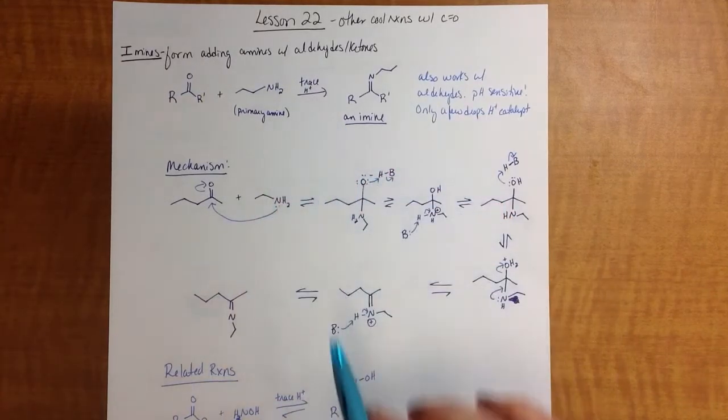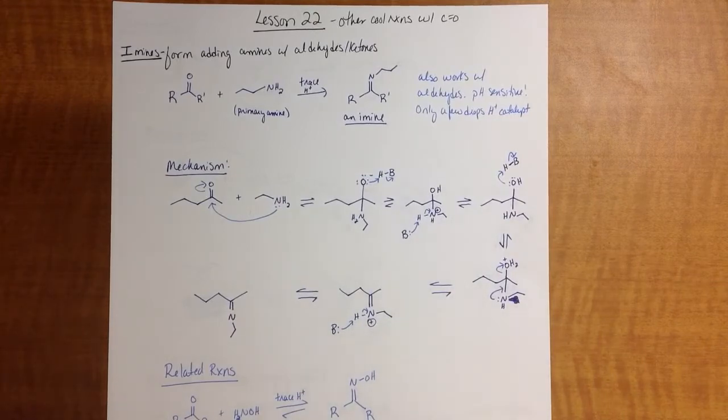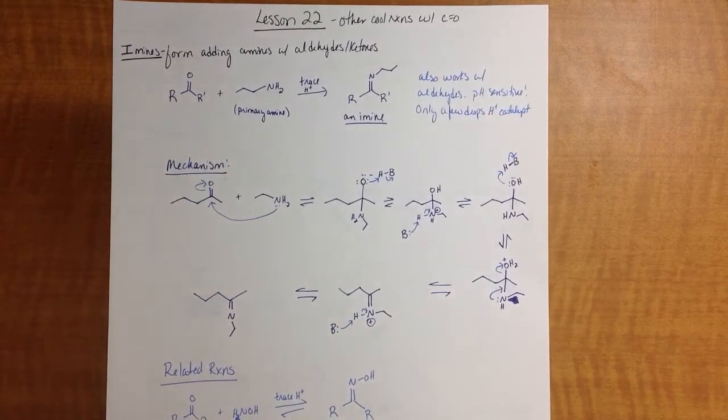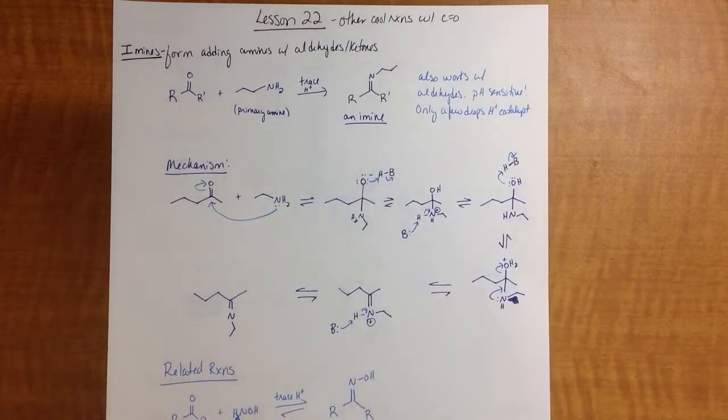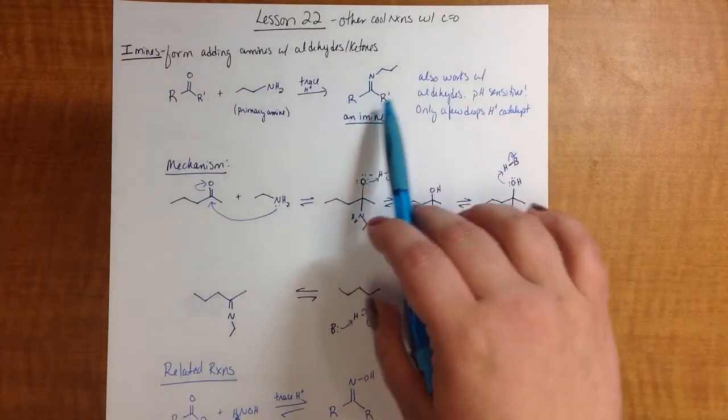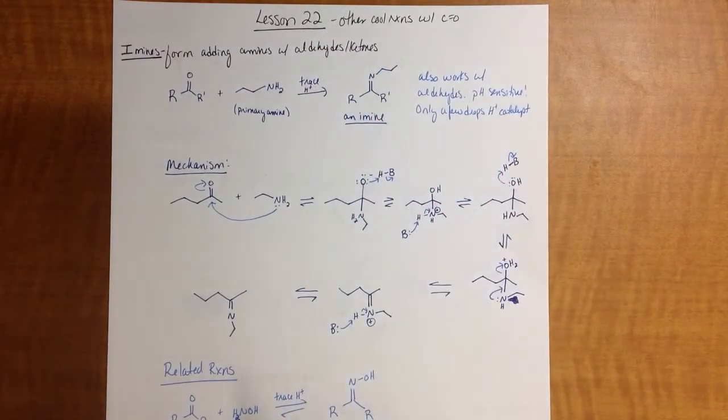You need to add a trace amount of acid, and this is very pH sensitive. Trust me, it's even more pH sensitive than I thought it would be. So only a few drops of the acid, and the acid in this case is a catalyst, so you just need a little bit, and that's going to form your imine. And here's the mechanism for that.